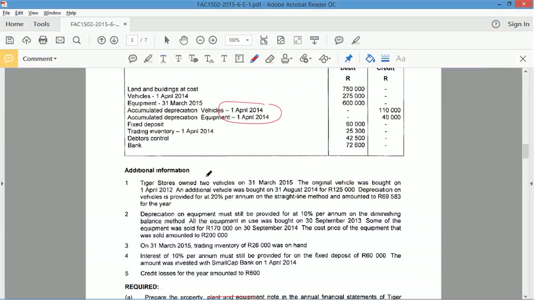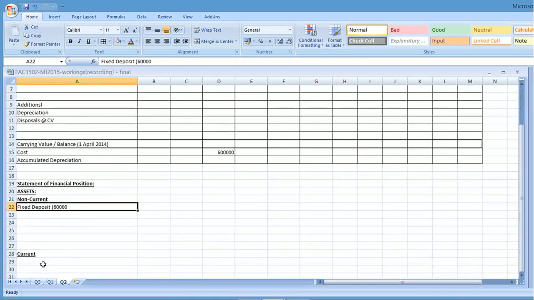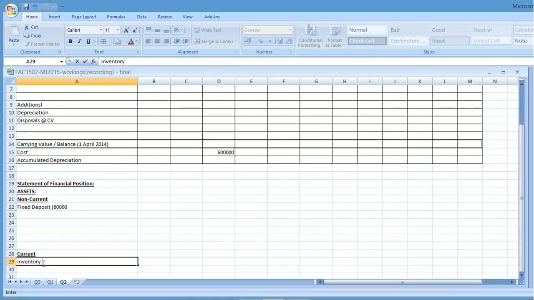Great, what else do we have? Trading inventory 1st of April. If that's 1st of April, that's opening stock. Remember, we don't show opening stock on the statement of financial position. We only show the closing stock. So I wouldn't require that because that's opening stock. I would require closing stock though. So I can obviously see, there we go. There's the closing stock. Okay, 26,000. So if you want to record it now, we can. You would show inventory here, and you would show it at 26,000. Okay, that's not going to change. Closing stock is what I show on the face of the statement of financial position.